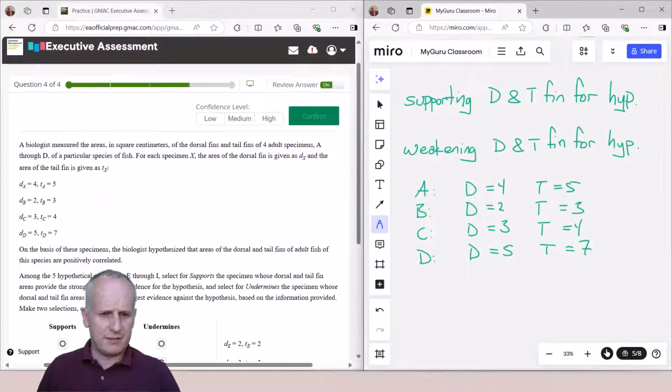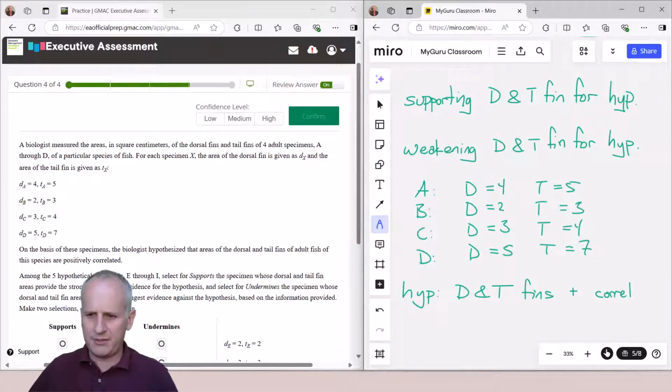So, on the basis of these specimens, the biologist hypothesized that the areas of the D and T fins of adult fish of this species are positively correlated. And we need to understand what positively correlated means. It means that they increase or decrease at a constant rate. And we should be able to see that it's basically 4 out of 5, 2 out of 3, 3 out of 4, 5 out of 7. So we should be going up in dorsal fin and up in T fin, but D is going to be just a little bit less than T.